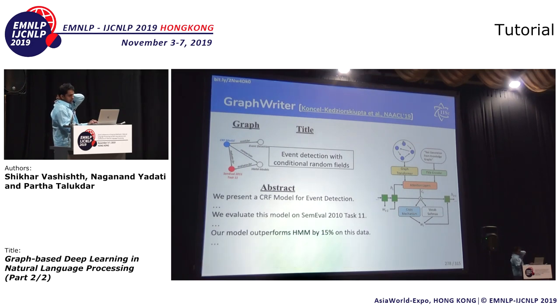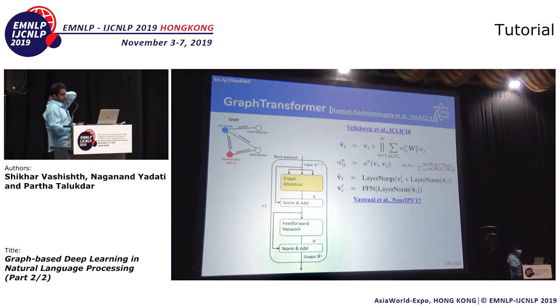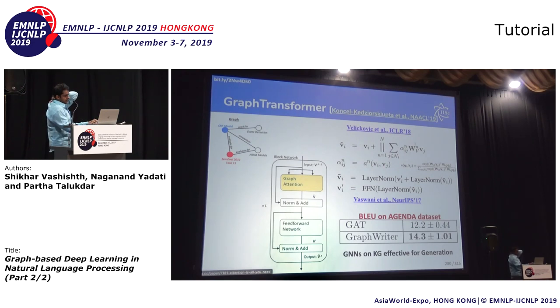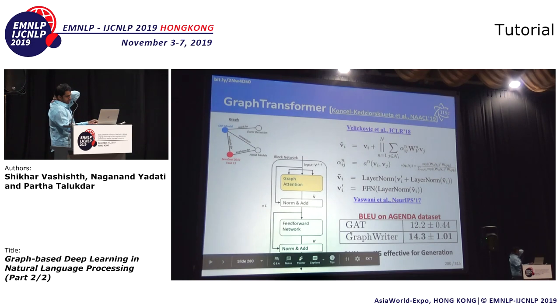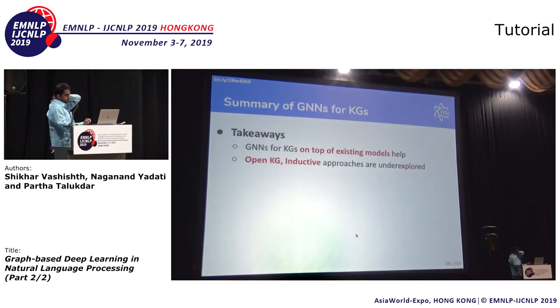Here, graph neural nets have been useful on the KG side. They propose a graph transformer model, which is essentially a combination of graph attention, ICLR 18 paper, and self attention, NeurIPS 17 paper. In this NAACL 19 paper, they use this graph transformer model and call their model GraphWriter. They show improvements over a simple graph attention baseline for the problem of text generation.